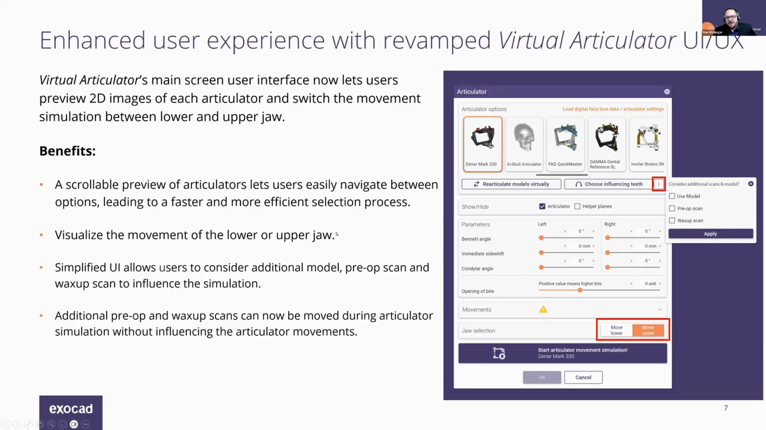Another thing too is when you import additional scan data, let's say you have a pre-op or wax up scan, you can tell the virtual articulator to incorporate those scans to guide the influencing jaw movements. So it will influence those based on that scan data if you enable it via the checkboxes.